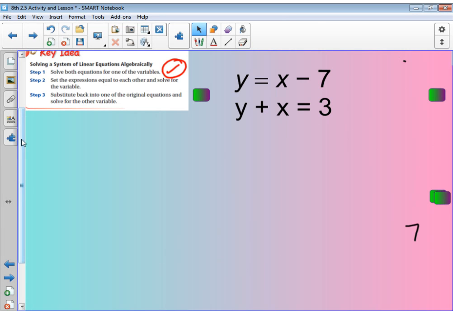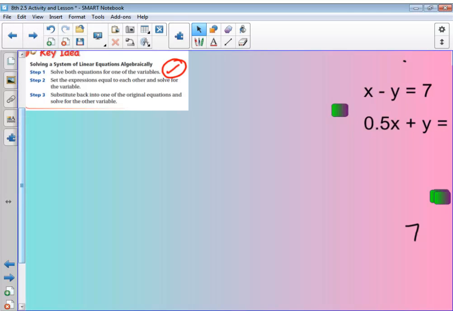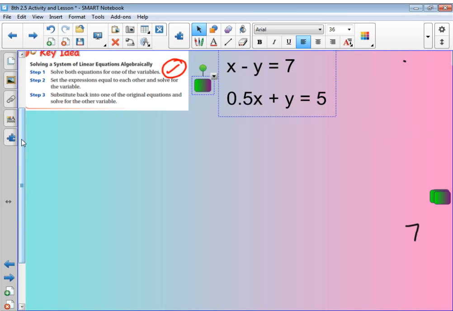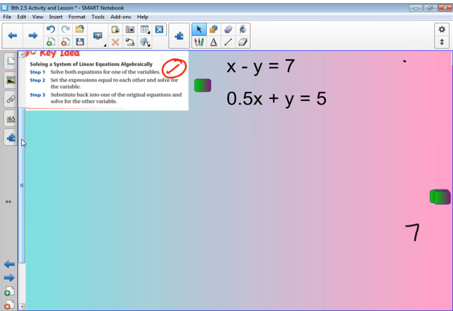So we're going to do one more together, and this one's working with a decimal as well. In both of these, we don't have the y by itself. So we're going to go ahead and shift and get rid of the x first on this one. So minus x, minus 1x.